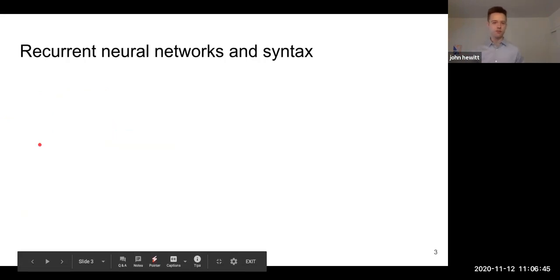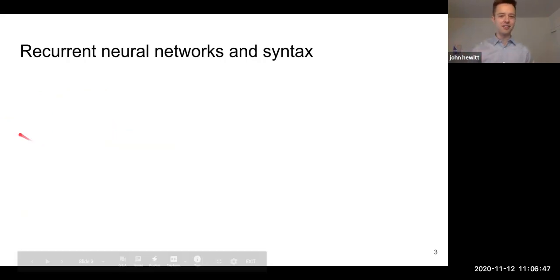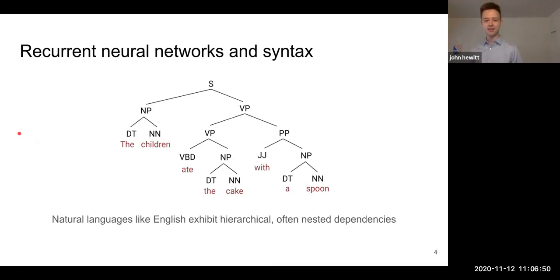Okay, so there are two main subjects of today's talk: recurrent neural networks and syntax. Maybe for this audience, I don't need to convince you too much. But there is hierarchical structure in language that is important for understanding how the meanings of smaller units within sentences combine to form the meanings of larger units. So understanding syntax, like this tree, for example, and its hierarchy is important for understanding language.